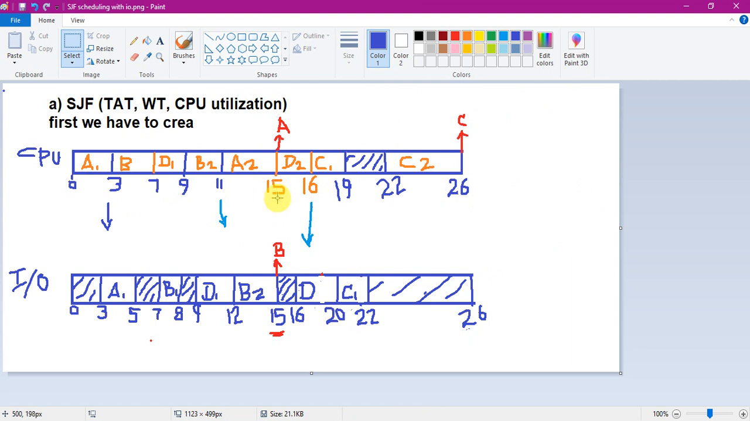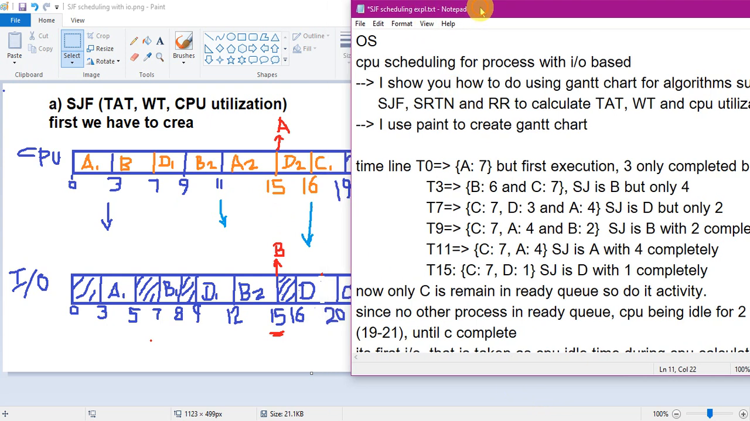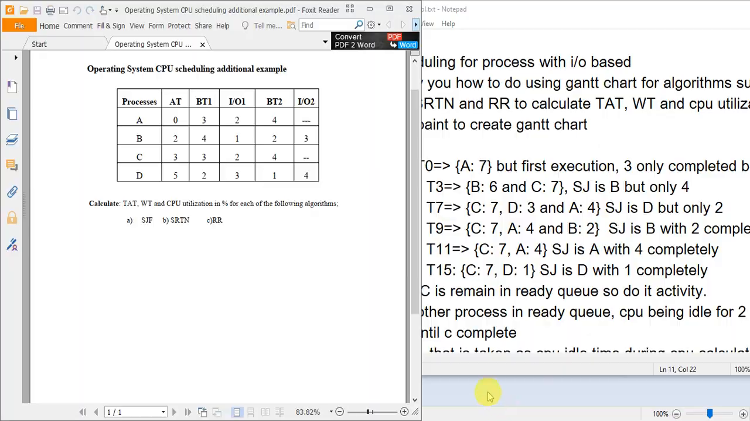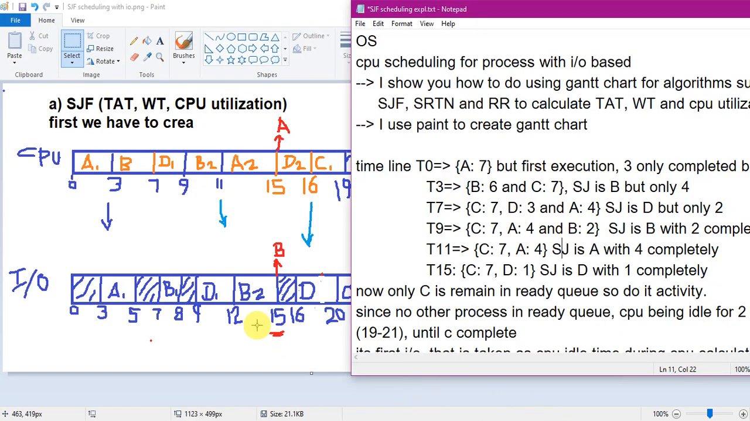But at 15, what processes are in the ready queue? At 15, B gets the chance of accessing IO, executes its 3 units of IO request, completes and leaves the system. So 15 is taken as B's completion time.